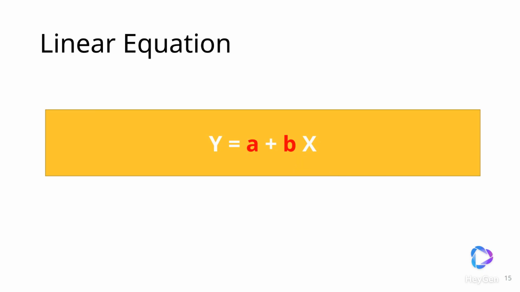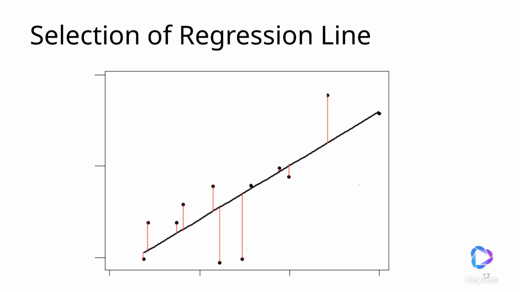A straight line is defined by two terms, slope and intercept. The purpose of regression is to estimate the parameters of the equation so it fits best to the data. Regression selects the line with smallest sum of square residuals. The red lines here show residuals. A residual is the difference between the observed data and the predicted value on the line.